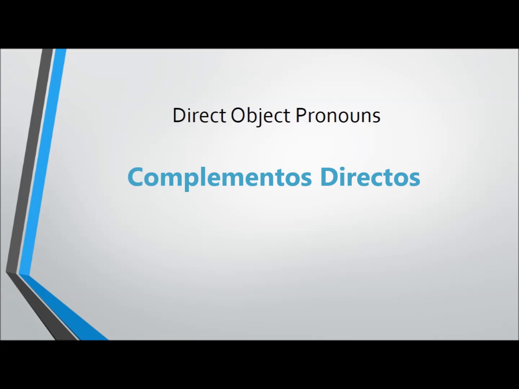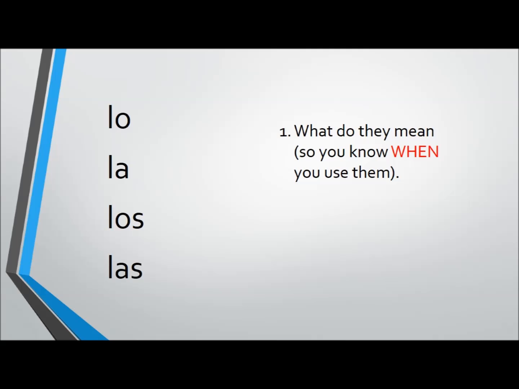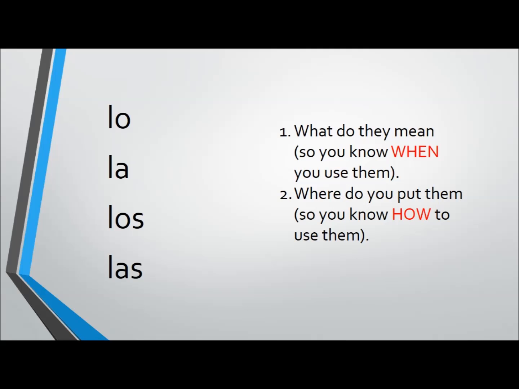And as we study these complementos directos, or direct object pronouns, we have 4 vocabulary words to deal with. These are lo, la, los, and las. Now, those might look familiar to you because you've seen 3 of them before, the la, los, and las. We just have a new usage for them. So, these 4 words, we need to know 2 things about them. Number 1, what do they mean? This way you can know when to use lo, la, los, or las. Number 2, we need to know where do you put these words. In this way we can figure out how to use them.